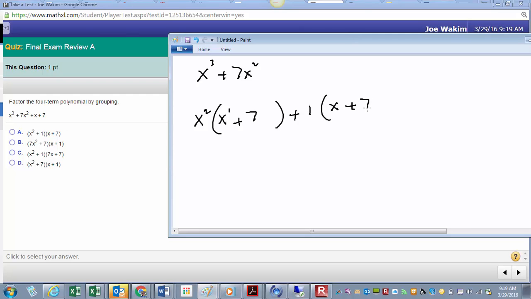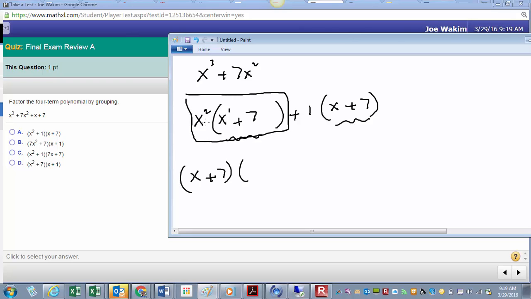But notice now we have x plus 7. We have x plus 7. So this is my new common factor. And what is left from the first term? X squared. Plus, what is left from the second term? If I take x plus 7, that's 1. Final answer, x squared plus 1, x plus 7. So you can interchange the order because multiplication is commutative. X squared plus 1, x plus 7, A is the answer.